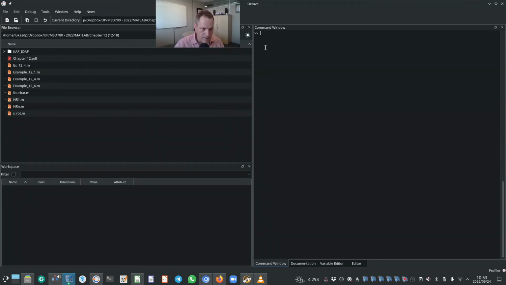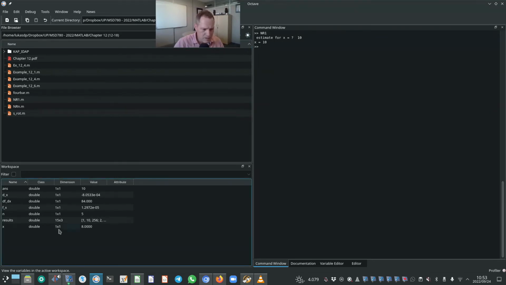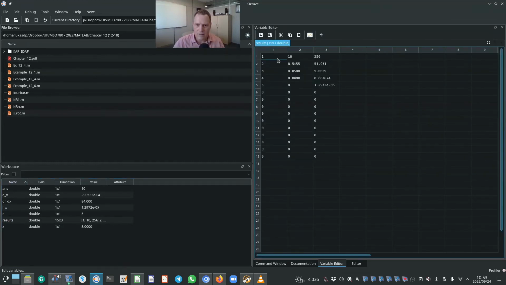We just type in the M file name nr1. It asks for an estimate for x, and we will enter 10, and there it is solved. So we can quickly have a look at the results. Here you can see step 1. Let me just zoom in a little bit if I can. No.